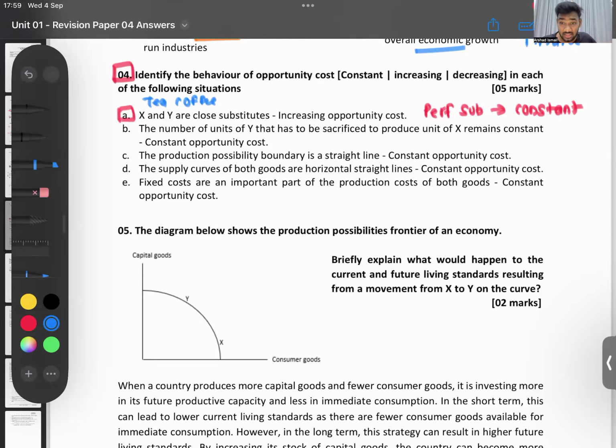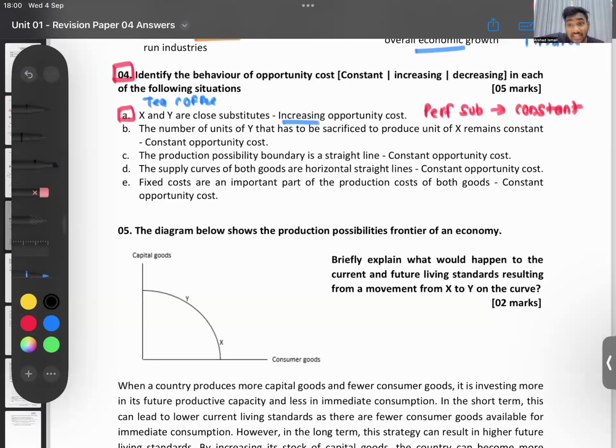Do you think the resources used to produce tea and coffee are the same? For tea, there is a tea plant. That's a different process. Can you produce coffee with the tea plant? Coffee is a different process. For coffee, you have a different coffee plant, a different process there. So just because the goods are close substitutes, that doesn't make it constant. Even close substitutes will have increasing opportunity cost.